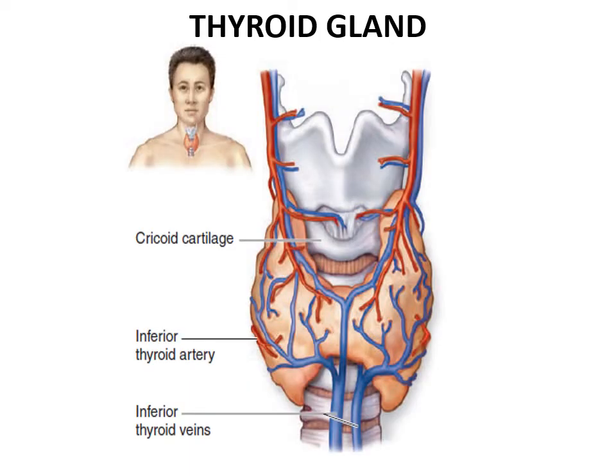The gland is well vascularized and thyroid has one of the highest rates of blood flow per gram of tissues of any organ in the body.